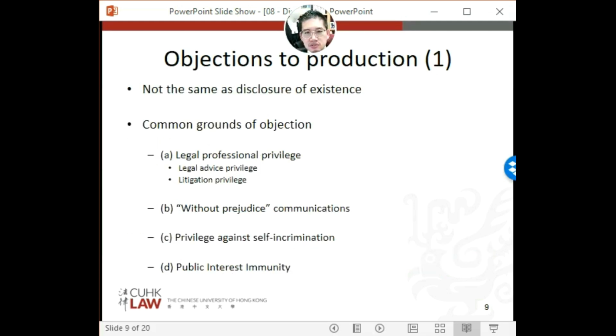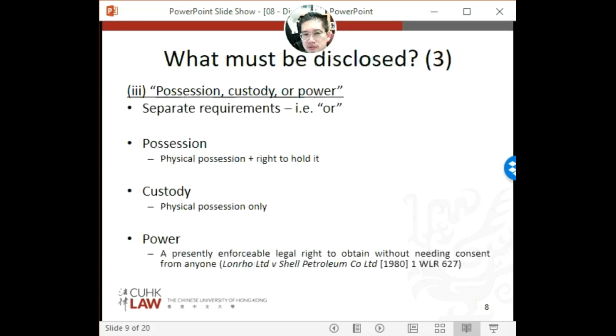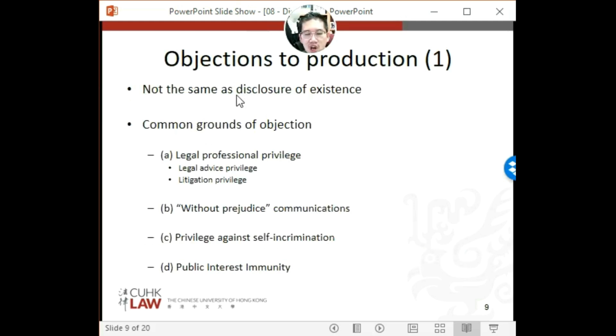There are different grounds to object to production. So notice though, disclosure of existence is I'm telling you these documents exist. Production is actually giving them or showing them to the other party. The common grounds of objection: we have legal professional privilege or simply privilege. There could be without prejudice communication, less often used, privilege against self-incrimination, and public interest immunity.